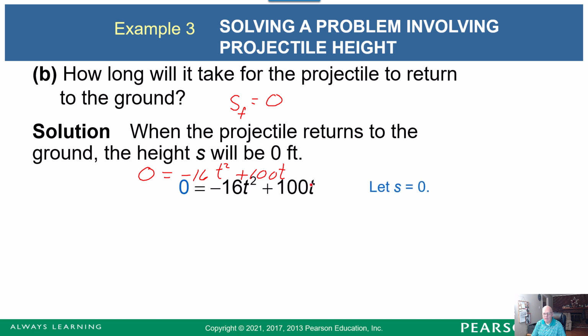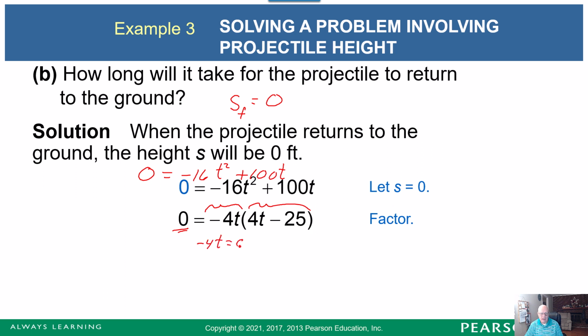And we can solve this pretty easily, actually, because we can factor it without too much trouble. Factor that negative 4t out. Remember, we've got two factors here. We've got this number, and we've got this number, and the product is 0. So one of those has to be 0. So negative 4t equals 0, or 4t minus 25 equals 0.